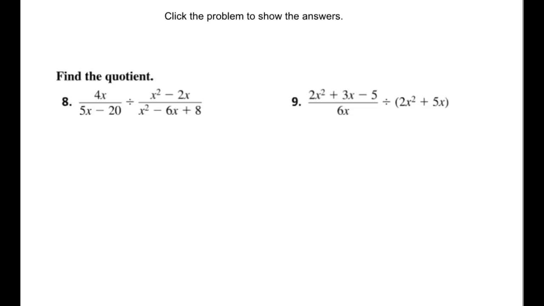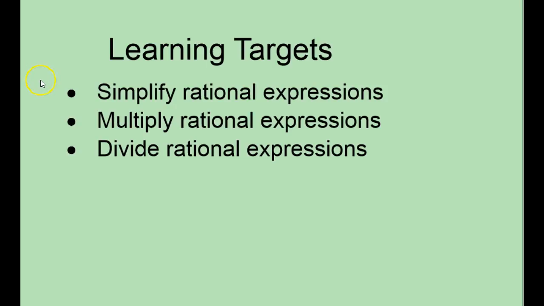So let's look back at our learning targets and see if we were able to meet those. Our first one was to simplify rational expressions. We did that several times, and the biggest thing when we simplify is factoring. So if you need help factoring, please come see me. Our second learning target was multiplying rational expressions, and our third was dividing. Remember that when we're dividing, we're really going to end up multiplying by the reciprocal. So really these two go hand in hand together. Now that we've worked on these learning targets, go ahead and work on that homework for 7.3.